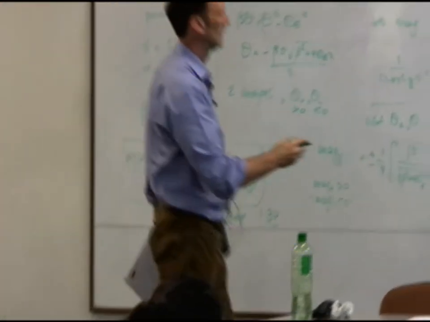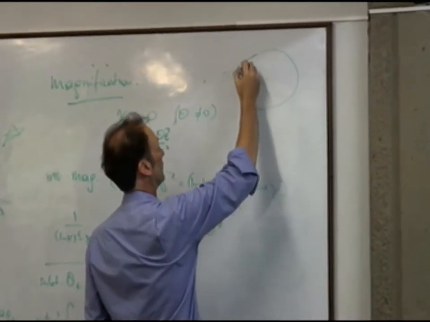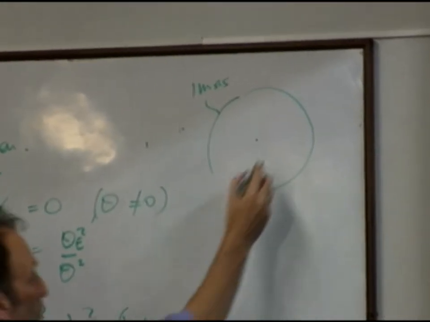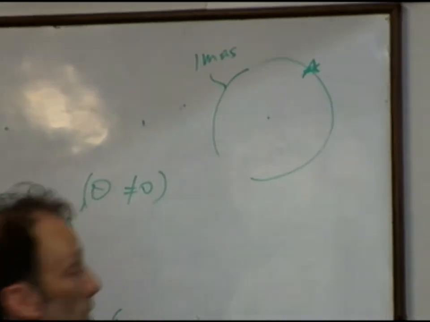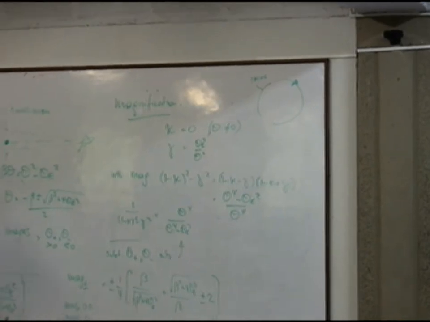So if you have a lens on the sky with its little Einstein circle of maybe 1 milliarcsecond in size, and you have a background star that is right on this Einstein circle, then you will get more light from that star than you normally would by a factor of 1.34.